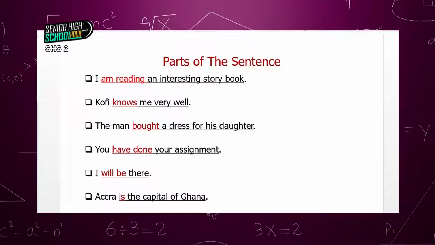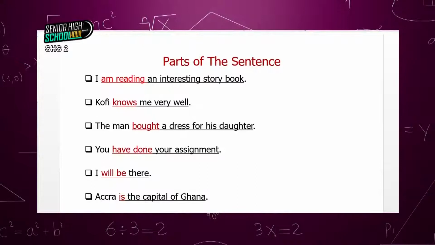I will be there. What is the subject? I. The predicate: will be there. Easy. Easy. The last one, Accra is the capital of Ghana. Is the capital of Ghana is the predicate because it is headed by the verb is.